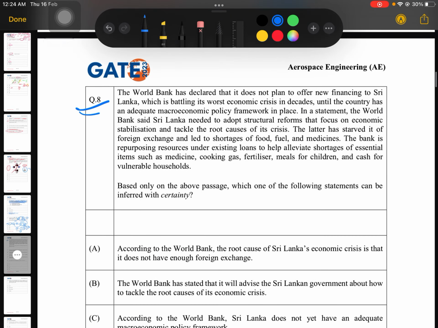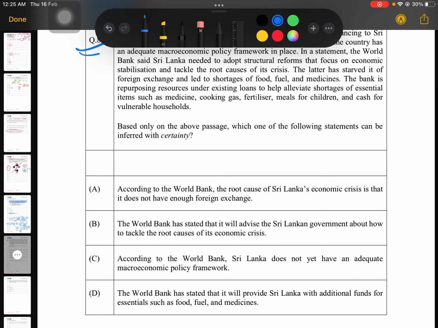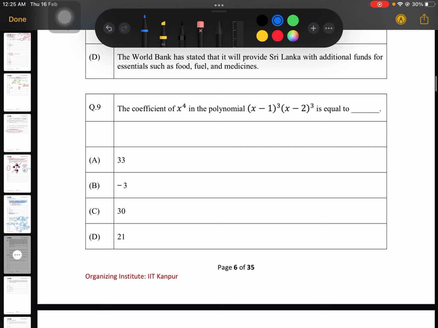Then in this, if you read into detail, you will find that option C is the correct option. This is very easy, and you can go with this trick also, but it is always easier if you open this cube and then open this cube.